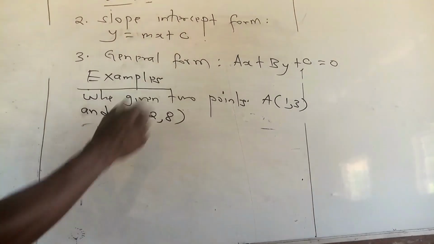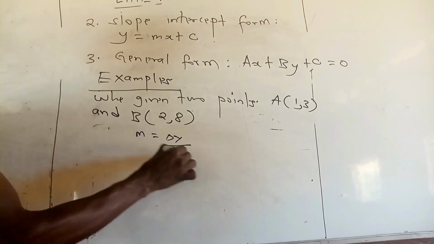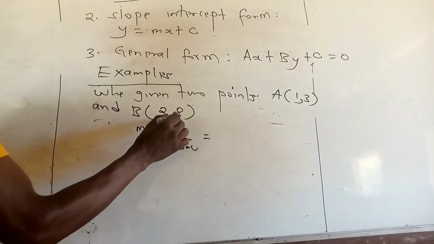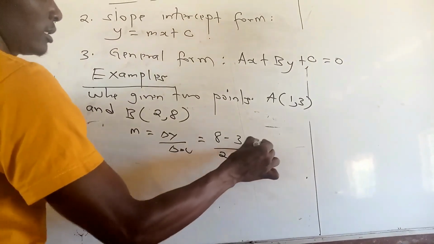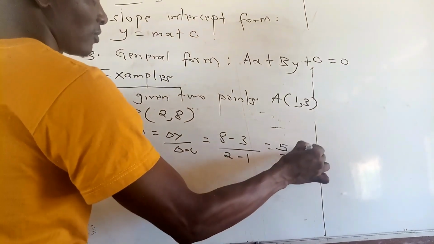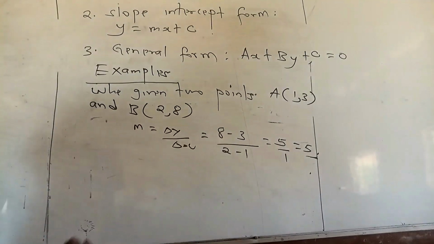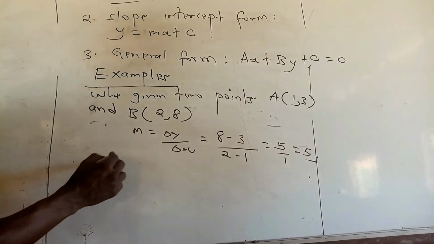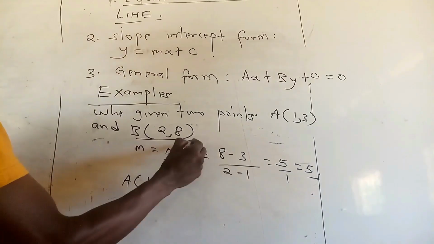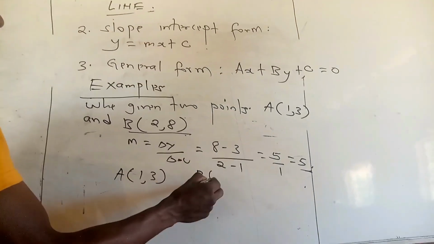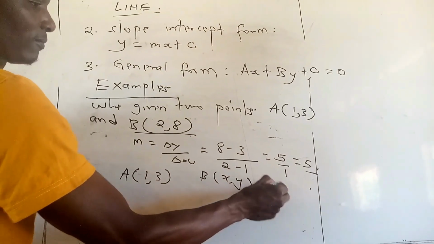We'll start by first of all finding the gradient. m is equal to change in y over change in x. So the gradient here will be 8 minus 3 all over 2 minus 1. This gives us 5 over 1, which is the same as 5. Once you get the gradient, you need only one point to form the equation. So let's say we take point A as (1, 3), and then we assume the other point is not given, so we call it (x, y), and we have the gradient, which is 5.